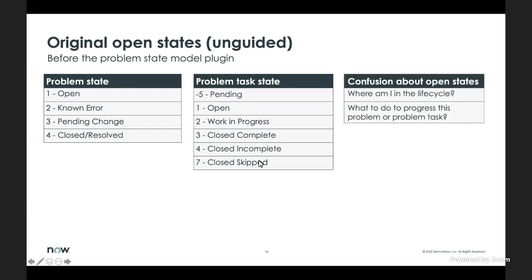What we were finding, especially with these open states, is that because you could move from any state to any state, and the state field wasn't read-only, people were getting confused about where they were in the life cycle of a problem, especially because people often don't do problem as the full-time job. It's something they do along with the other work that they do. So when they were jumping into the problem record to do investigations, they weren't quite sure what they were doing at this point and what they should do next. That was some of the feedback that led us to making some of these improvements as part of this problem state model plugin.